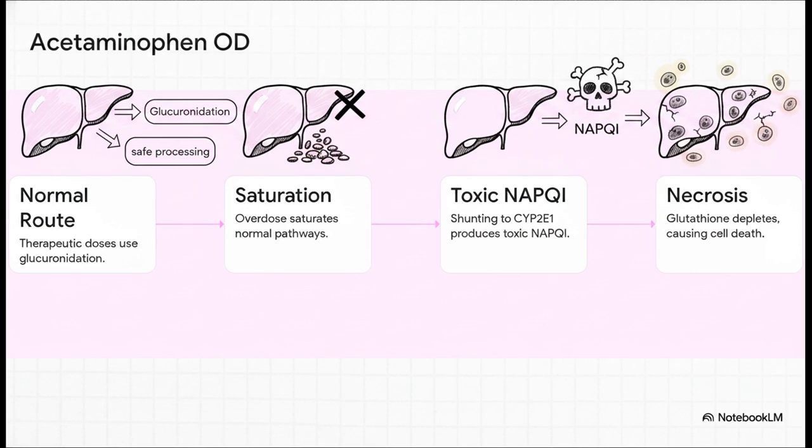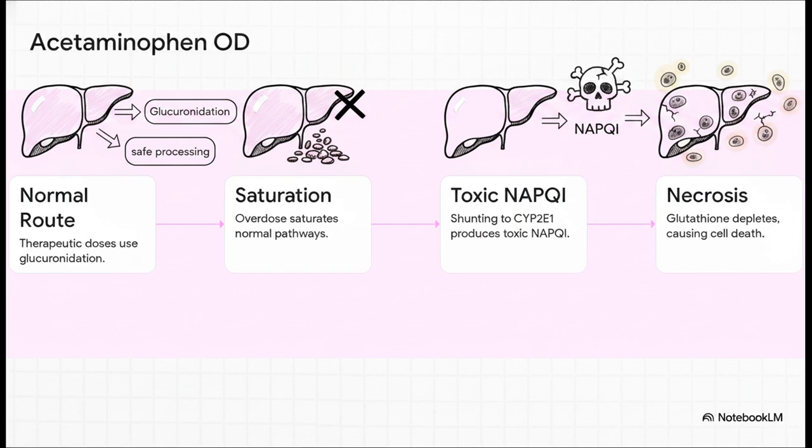This perfectly breaks down why an overdose is so deadly. Normally, therapeutic doses are safely handled by glucuronidation and sulfation pathways. No big deal. But an overdose? It completely jams up and saturates those pathways. So the drug gets shunted over to the CYP2E1 enzyme, which turns out this highly toxic byproduct called NAPQ.